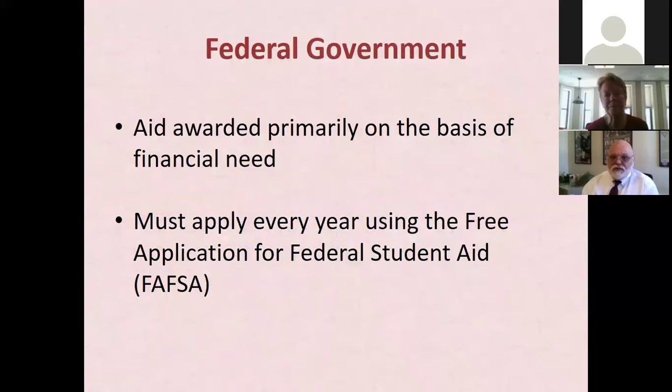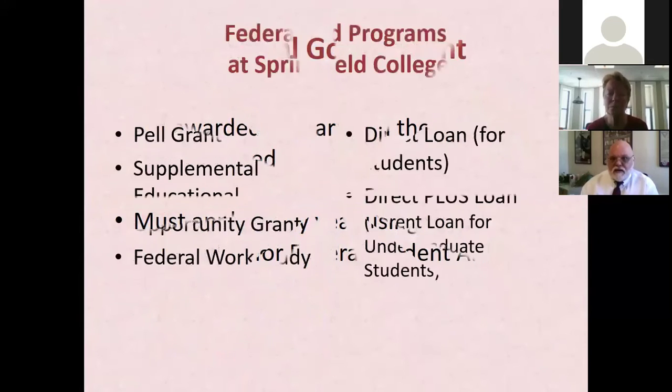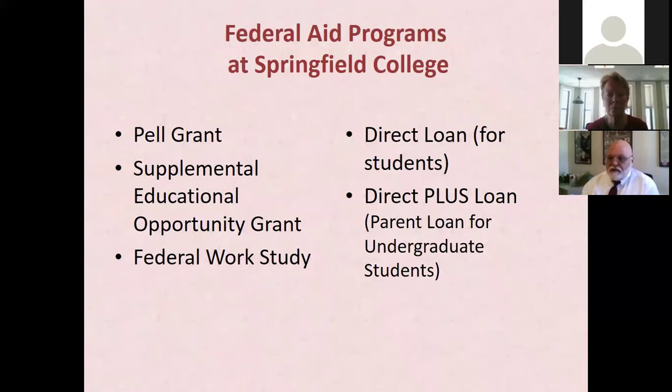The federal government awards money primarily based on need, and that need is determined by filing the FAFSA. The student must file a FAFSA every year to be considered for federal financial aid. Federal financial aid programs that we participate in at Springfield College include the Federal Pell Grant, the Federal Supplemental Educational Opportunity Grant, Federal Work Study, direct loans for students, as well as direct loans for parents, which are called PLUS loans.